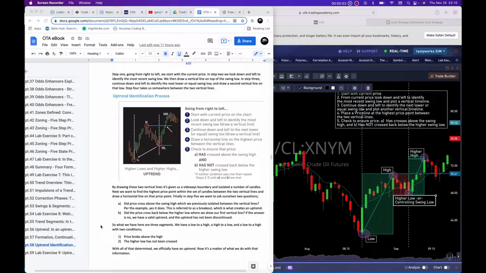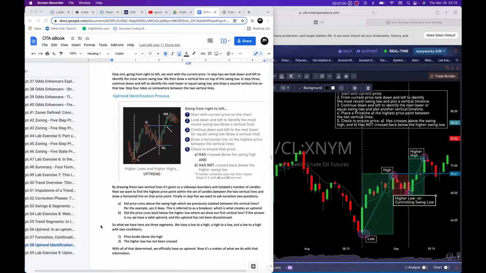Step 1, going from right to left, we start with the current price. In step 2, we look down and left to identify the most recent swing low. We then draw a vertical line on top of the swing low. In step 3, continue down and left to identify the next lower or equal swing low and draw a second vertical line on that low. Step 4 takes us somewhere between those two vertical lines.